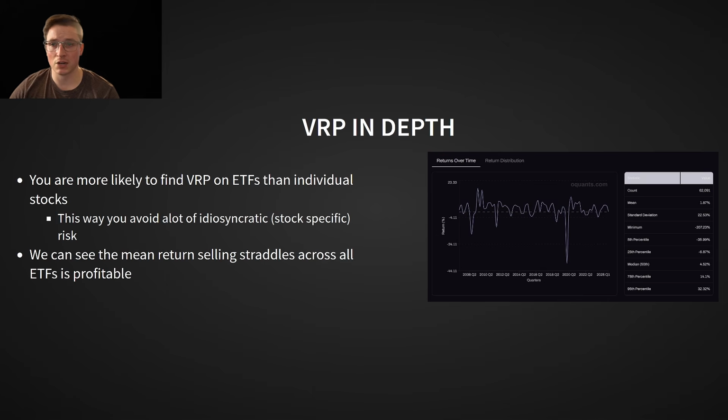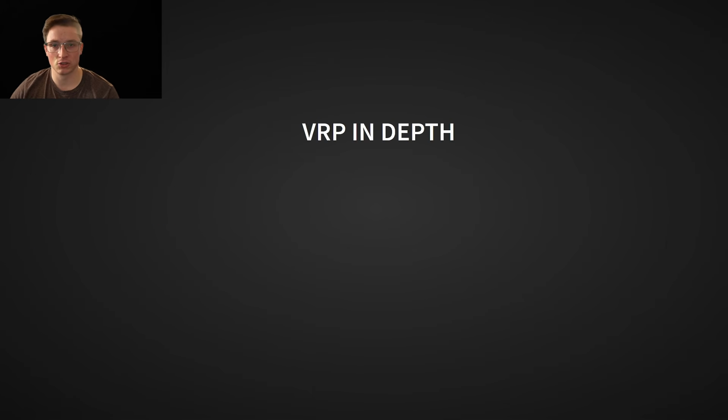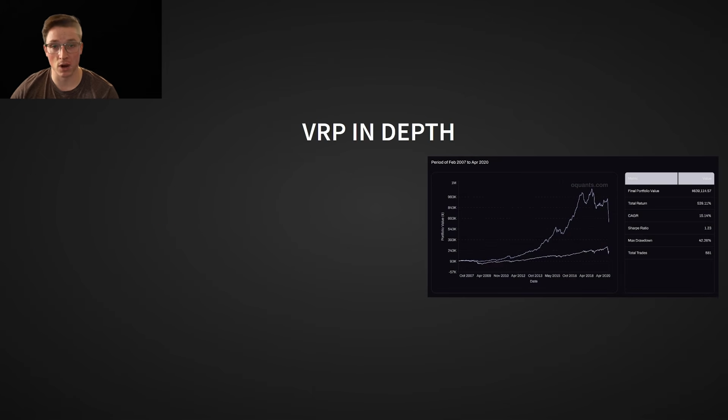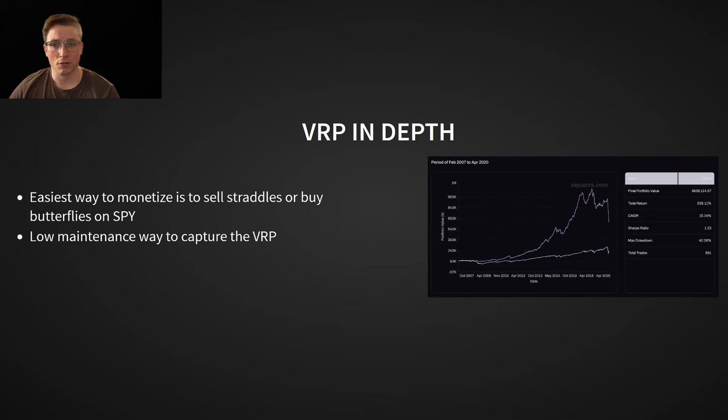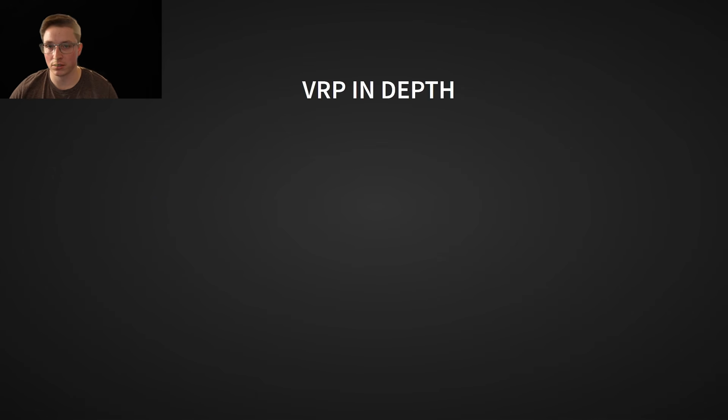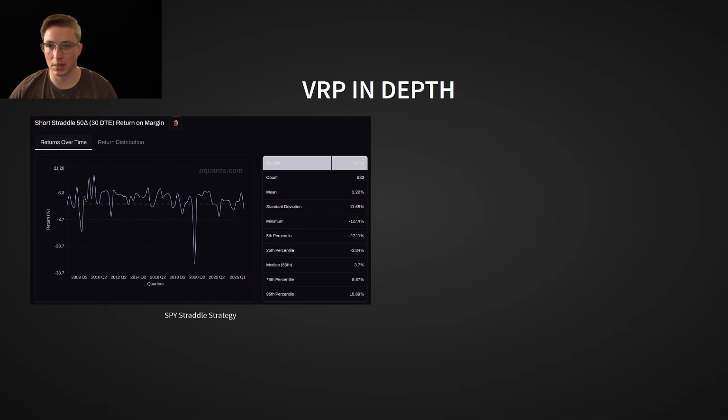A simple systematic way to monetize VRP is by selling straddles or buying butterflies on SPY. These strategies allow traders to capture the gap between implied and realized volatility. For those who aren't full-time traders, a well-designed VRP strategy can offer a relatively hands-off way to improve long-term portfolio returns. When we evaluate these strategies over time by return on margin, we can see that the results are consistently positive. But as with any short volatility strategy, there's a trade-off.